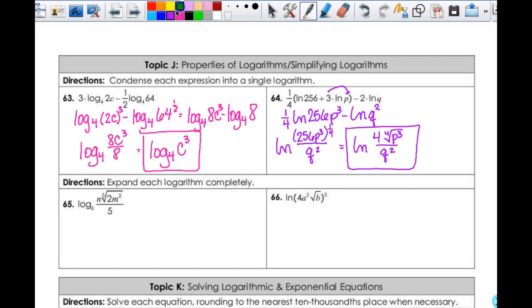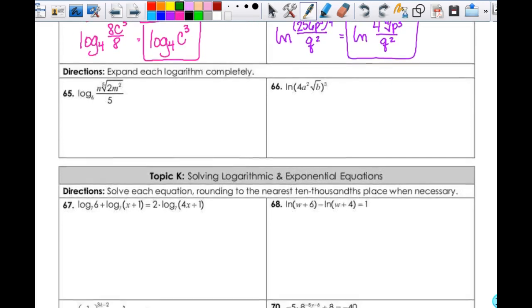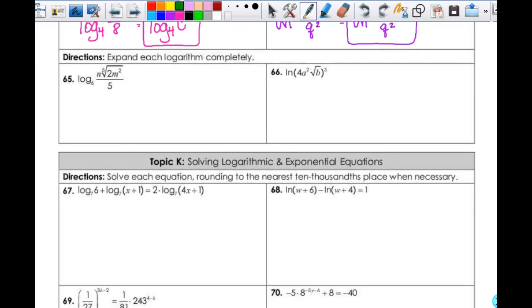All right, so then I want to expand. When I expand 65, this is going to become minus the log because this is in the denominator. I can change this 5th root into 1/5 on each one of those things. I'm going to leave all of this stuff together to begin with. So I'm going to expand it like this.